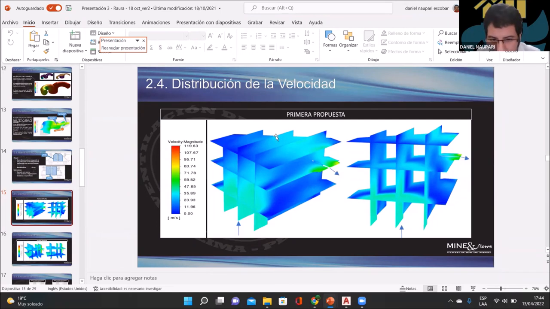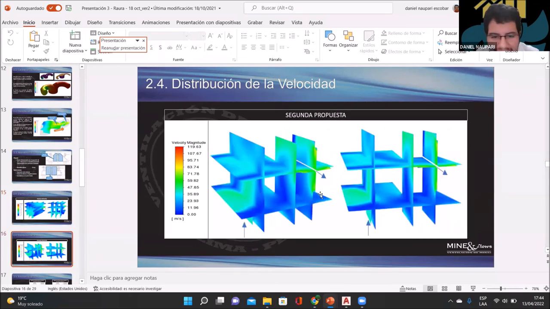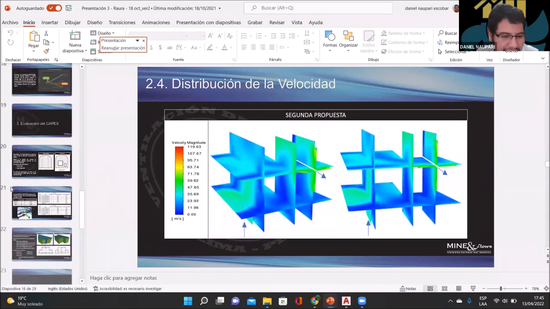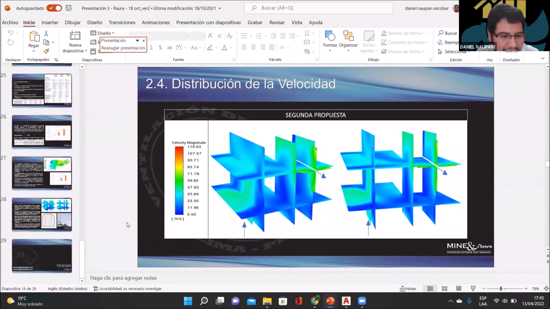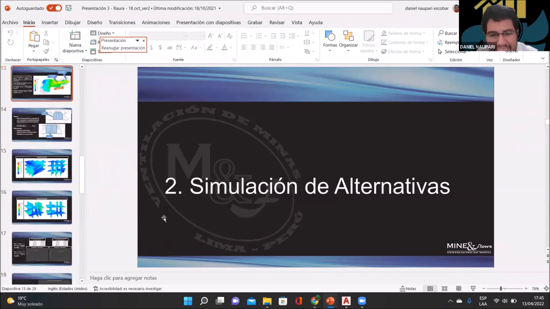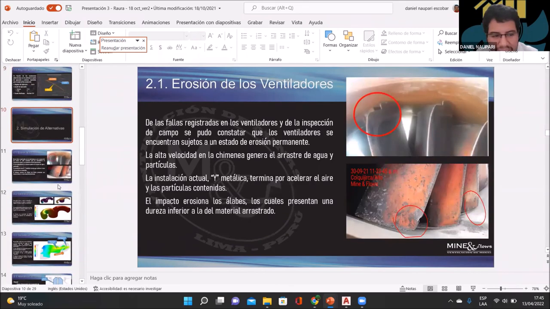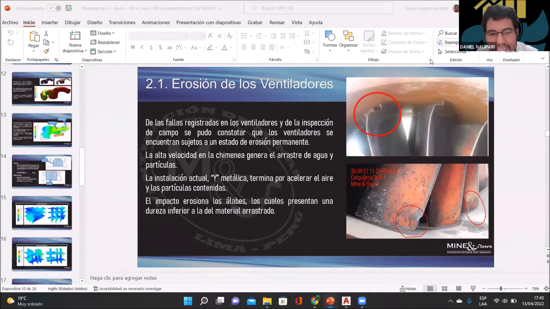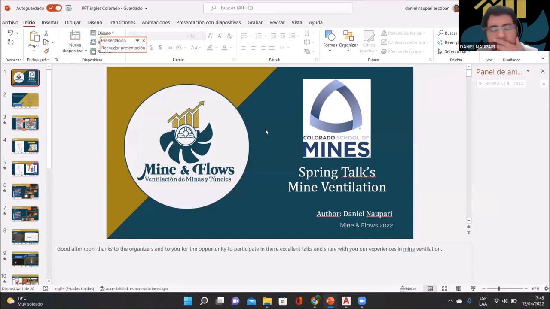For this kind of airflow. I think you have answered my question. Sorry? Yeah, I think you have answered my question. Okay. Daniel, we have another question, if you want to read it in the chat. Why don't you read it just for ease of saying?